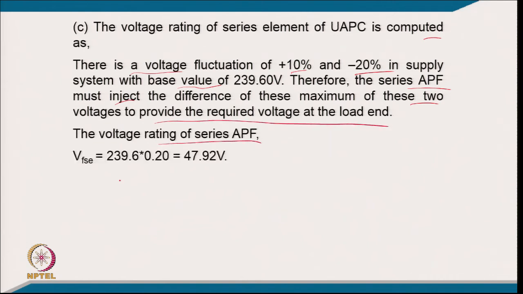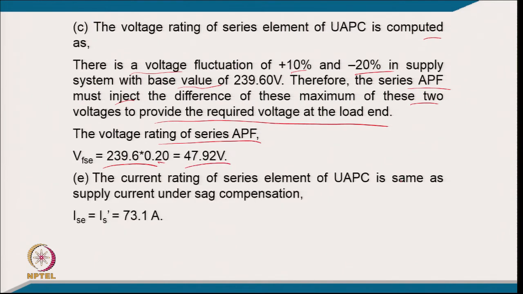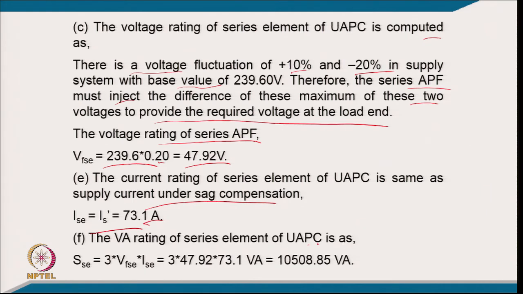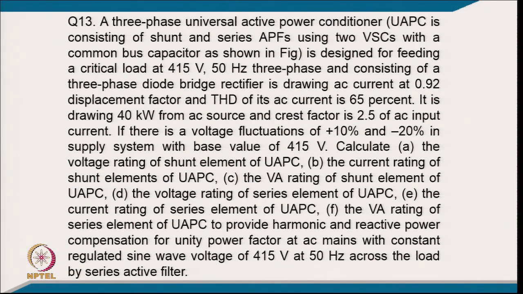So, the voltage rating of the series active filter is the base voltage multiplied by 20%, so it comes to 47.92 volt. The current rating of the series active filter is the same as the supply current, I_SC equal to I_S, that is 73.1 ampere. So, the VA rating of the series element will be equal to 3 V_SC I_SC, and putting the value, it comes to 10,508.85 VA.